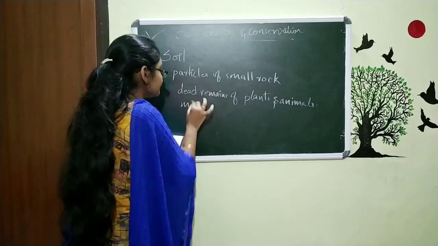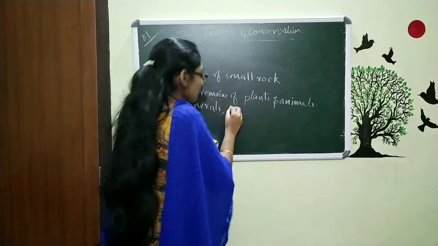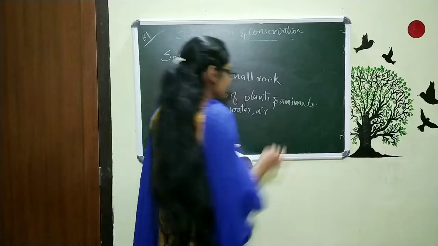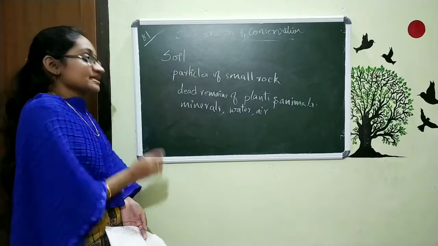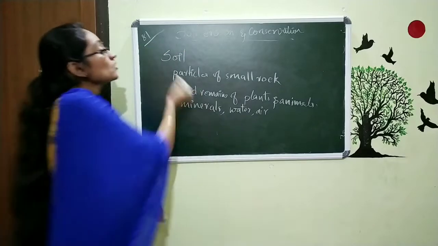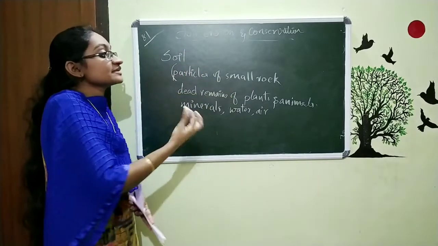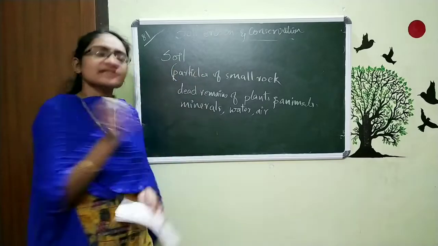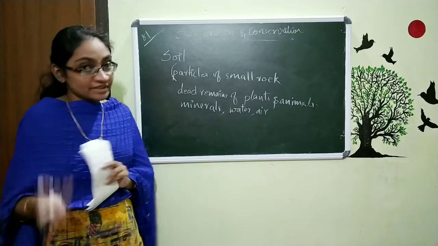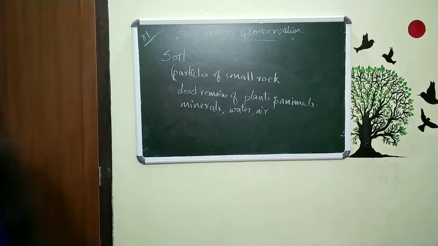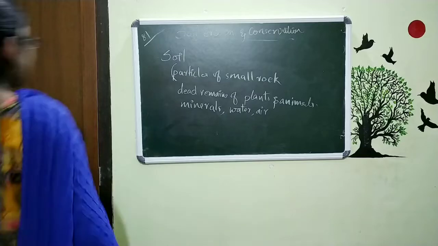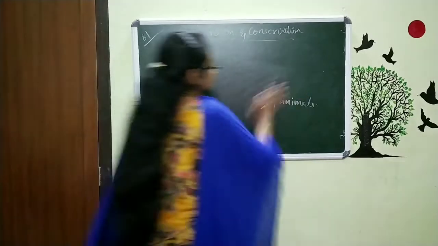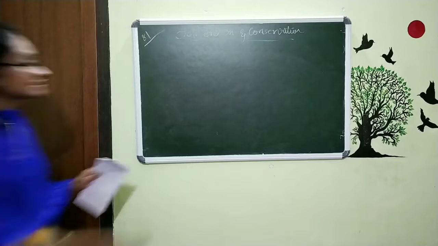Then the minerals, water, some sort of water content, moisture is there, and also some gases are present in the soil. So we can say the soil is actually formed together with the particles of small rocks, dead remains of plants, animals, minerals, water, air, like different things. We can study this in detail in the coming sections. You can see this explained in the introduction of this chapter on page number 81. Now we are going to discuss how this soil is formed. That means the formation of soil. That is our next topic.